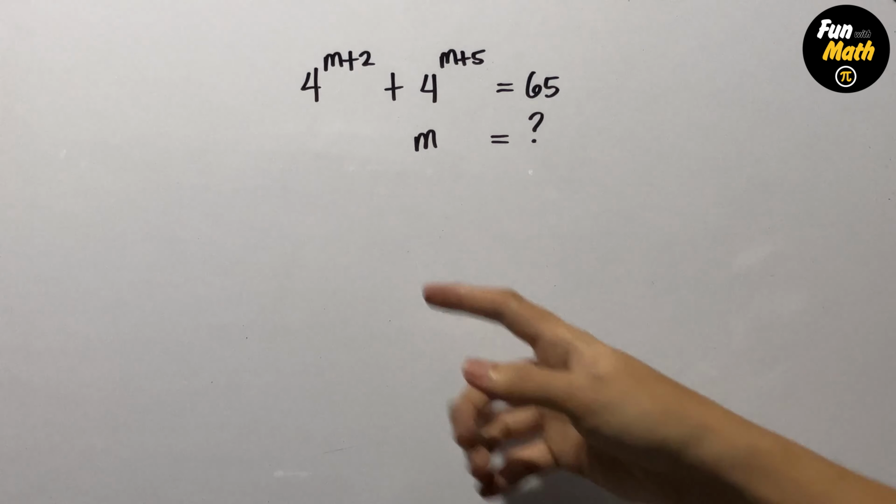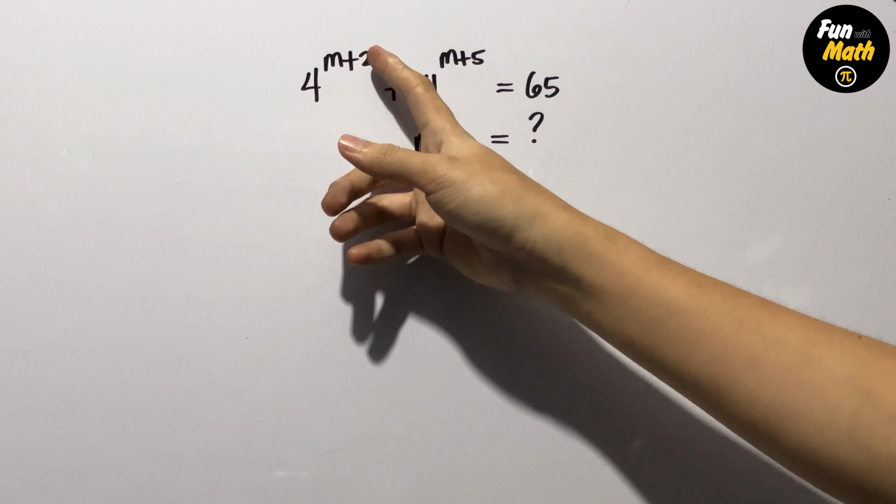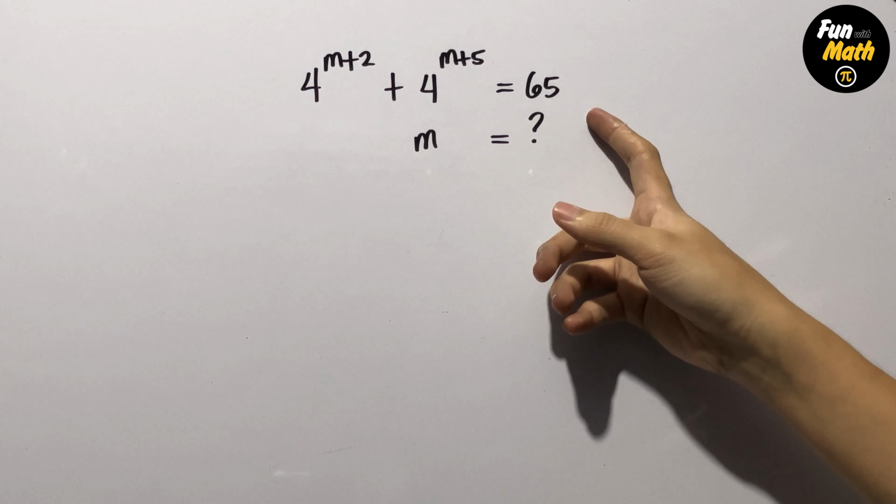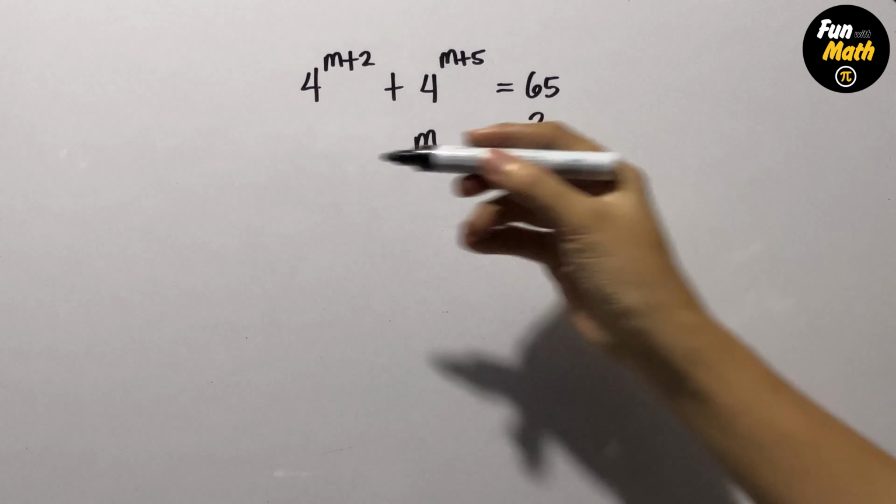Here's another problem. 4 to the power of m plus 2 plus 4 to the power of m plus 5 is equal to 65. Find m. So here's the solution.